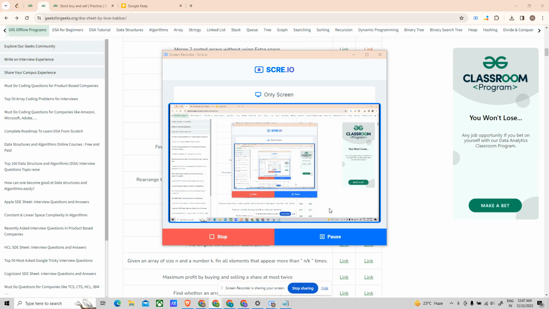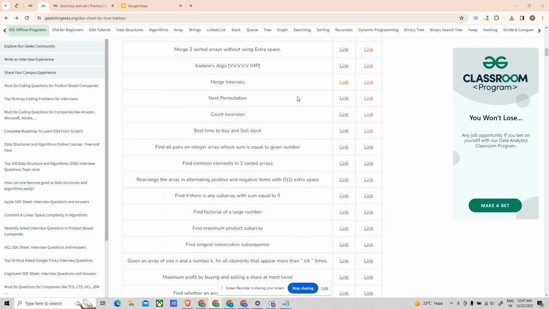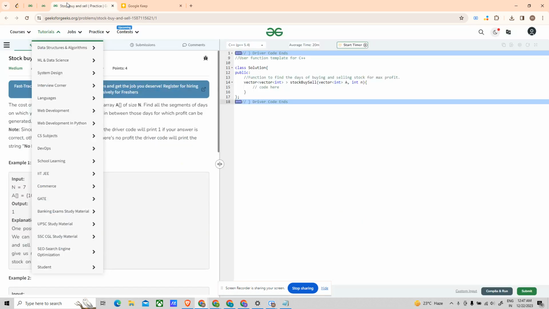So let's continue our series of solving the DSA Love Babbar sheet. We have solved up to count inversion in the previous videos. Today the problem to solve is best time to buy and sell stock. Let's see what the problem says.